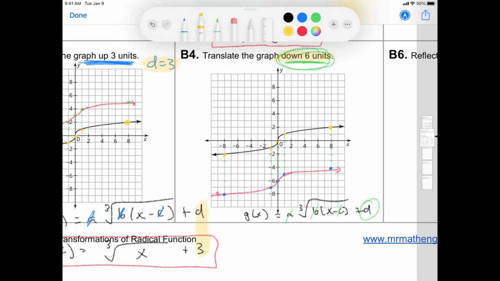Going down 6 units is D equals -6. So I'm going to put that here. Let's go ahead and just write this in. So I have g of x equals the cube root of x, and then that would just be a -6 on the outside of the radical, not on the inside. And what I'm boxing here in red is just what we graphed here on our graph.